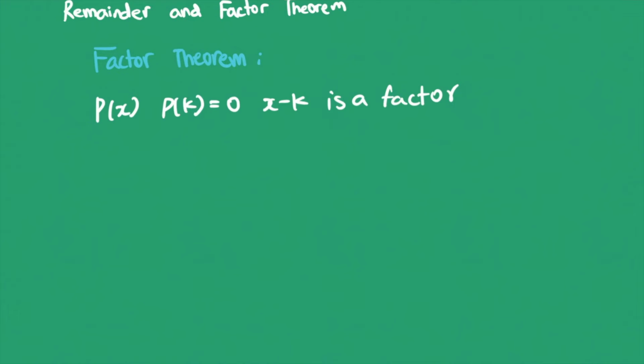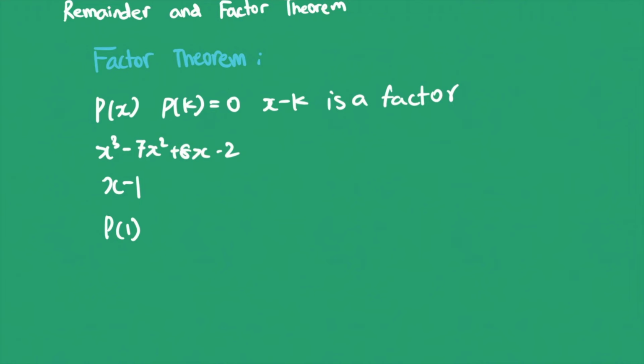For example, in the polynomial x cubed minus 7x squared plus 8x minus 2, if we want to show that x minus 1 is a factor of the polynomial, we just need to substitute 1 into the polynomial. If the answer is 0, that means x minus 1 is a factor, so no remainder will be produced.